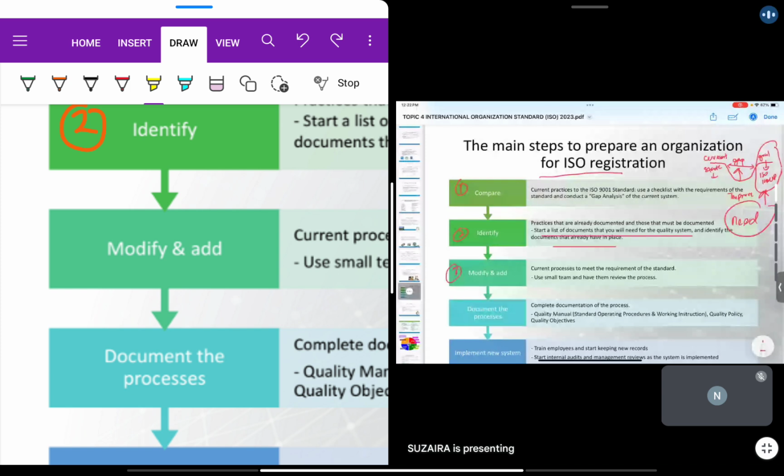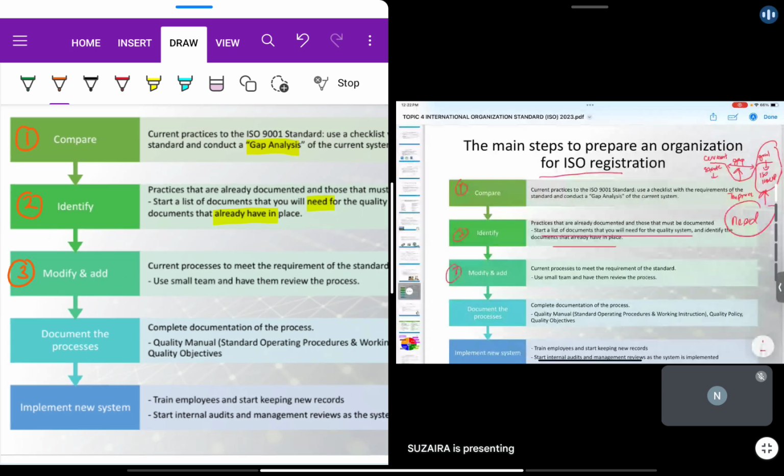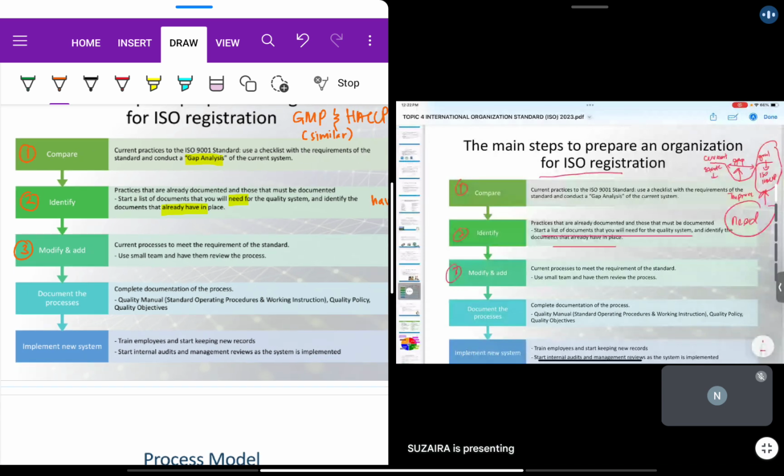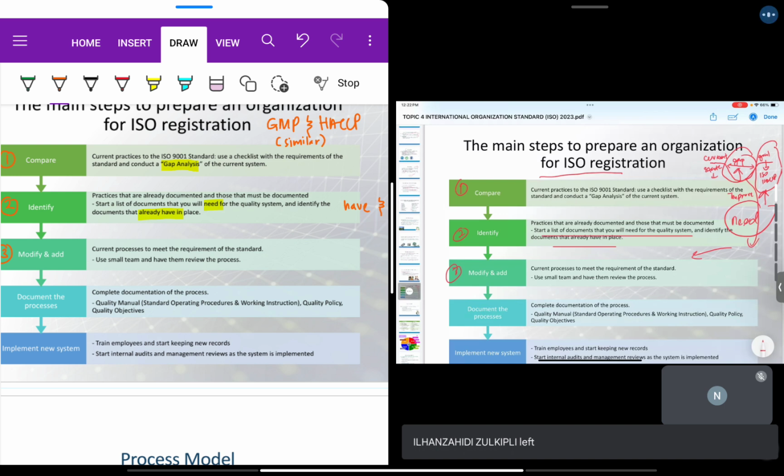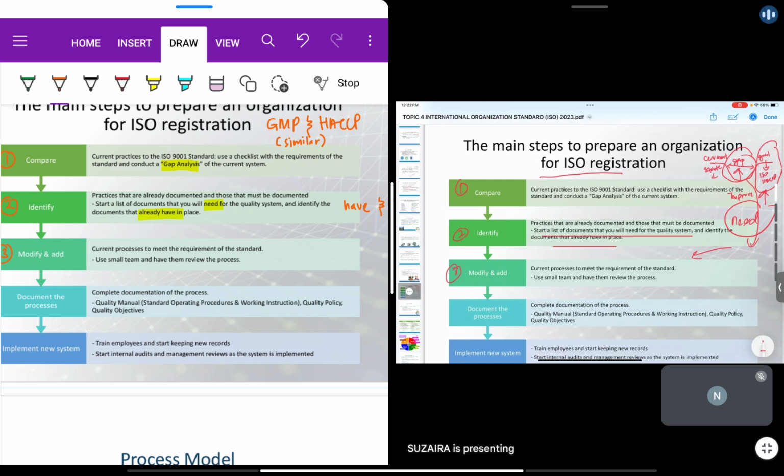Whenever you compare the current state requirement and the real standard requirement, you identify the gap here, and then you can know what things you need to modify or improve. So that falls under step number three, modify and add.